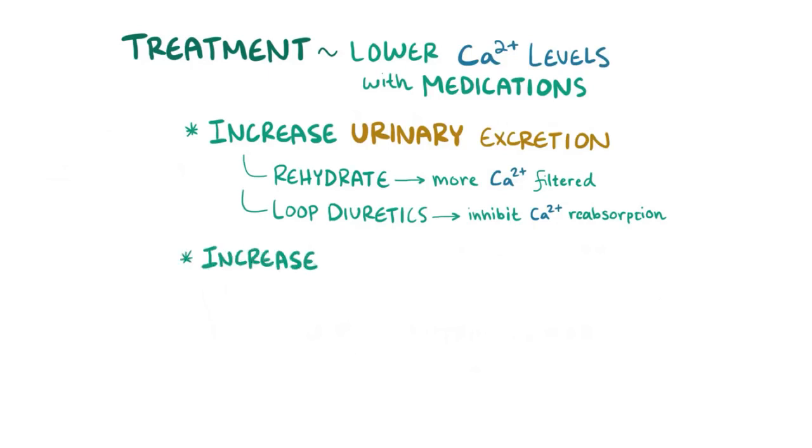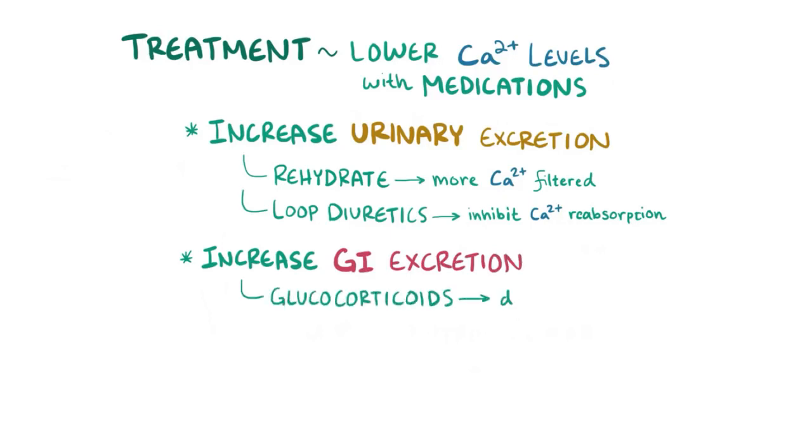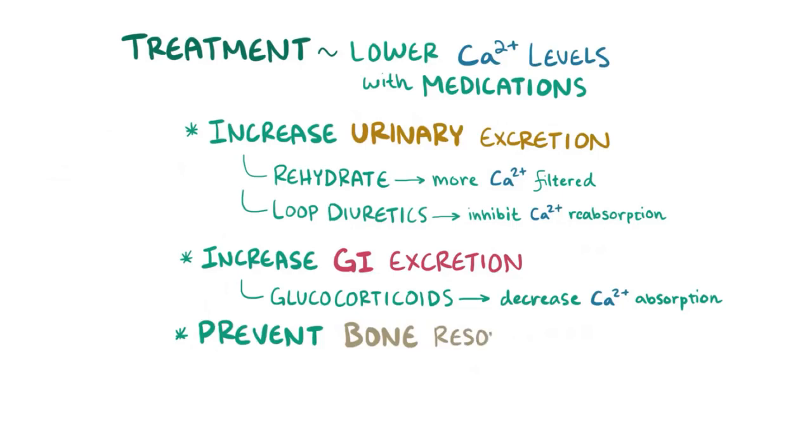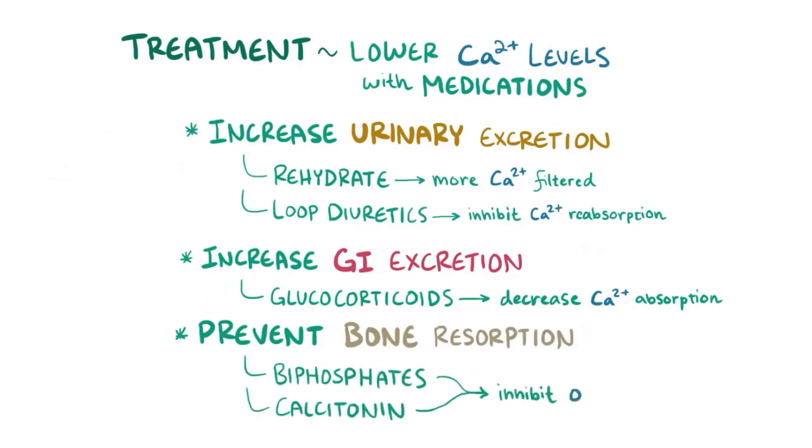Another approach is to increase gastrointestinal excretion by using glucocorticoids to decrease intestinal calcium absorption, which allows it to instead simply pass through the gut without getting absorbed. Finally, you can prevent bone resorption by using bisphosphonates or calcitonin to inhibit osteoclasts.